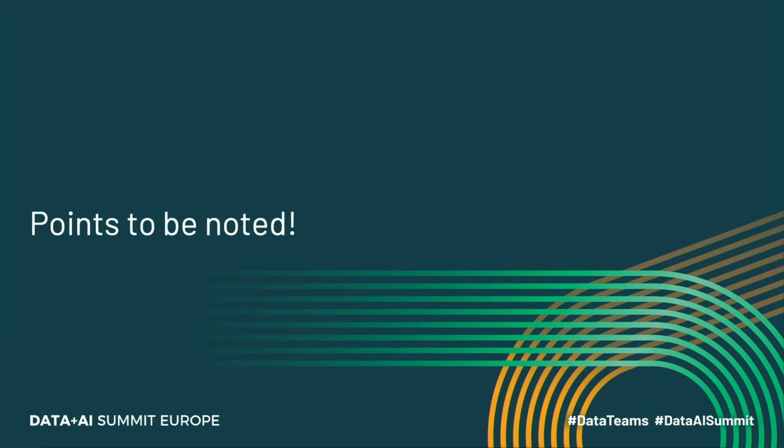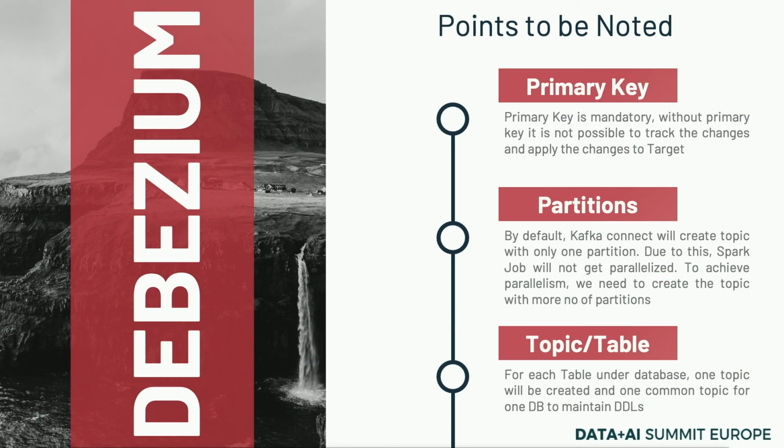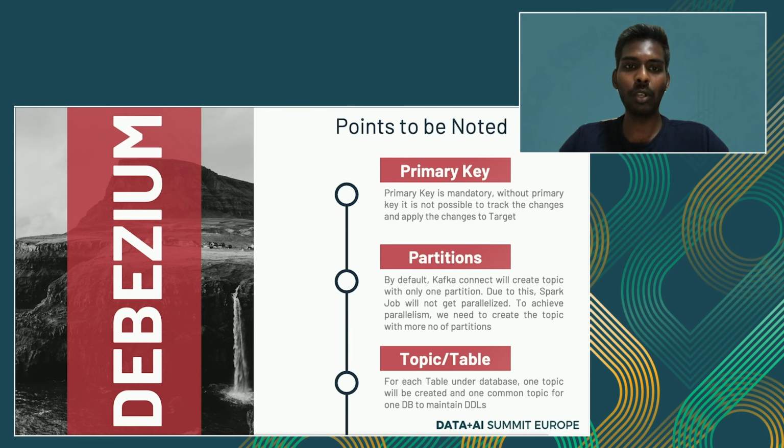Now let's see some of the notable points. With respect to Debezium, in order to track the change data, a primary key is mandatory. Without a primary key, it is not possible to track the change data. By default, Kafka Connect will create one topic per table with only one partition. Due to this, the Spark job will not get parallelized.